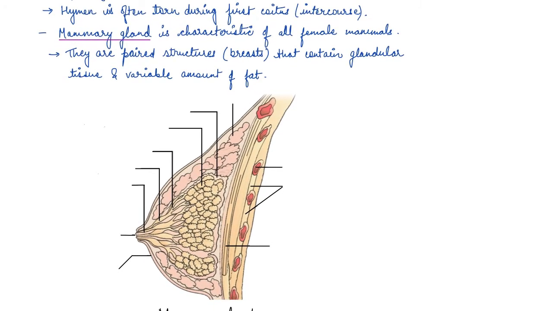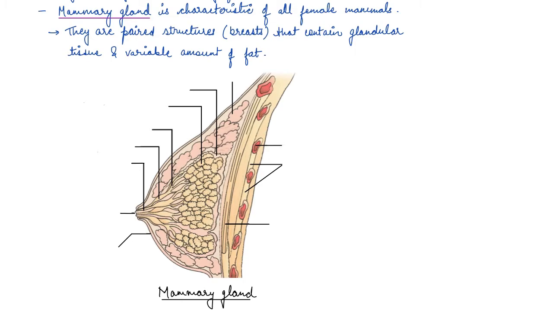So now comes the last part of the female reproductive system, which is the mammary gland. A functional mammary gland is characteristic of all female animals. That is why the name mammals is given to this group of animals. The mammary glands are paired structures, known as breasts, and they contain glandular tissues, right? They contain glandular tissues and a variable amount of fat as well. Now the glandular tissues of each breast are divided into 15 to 20 mammary lobes.